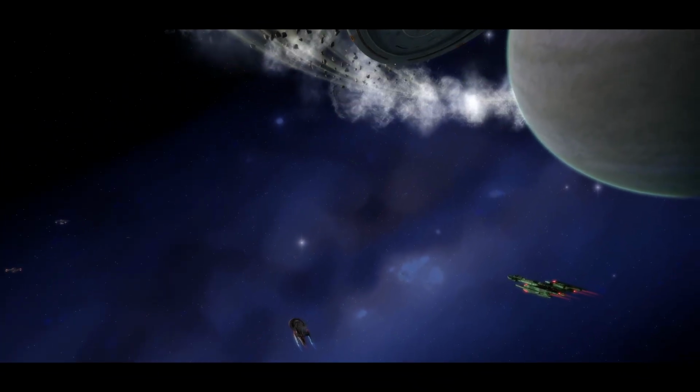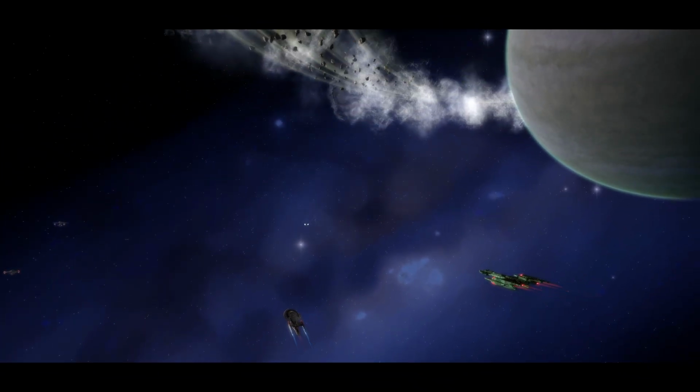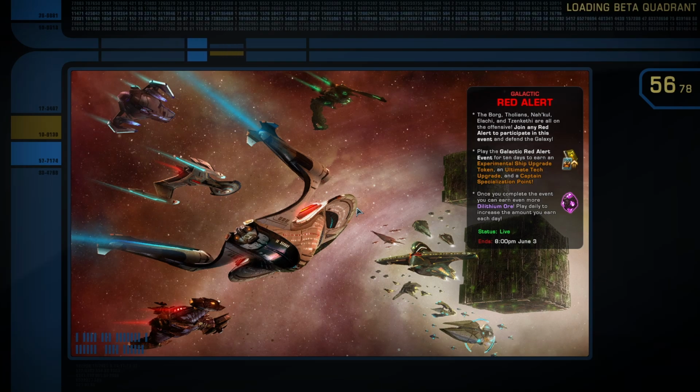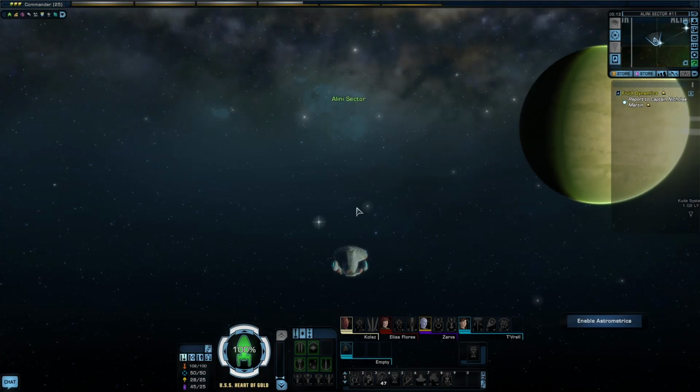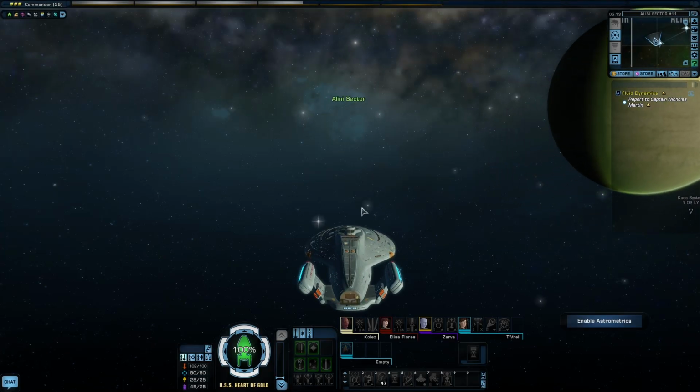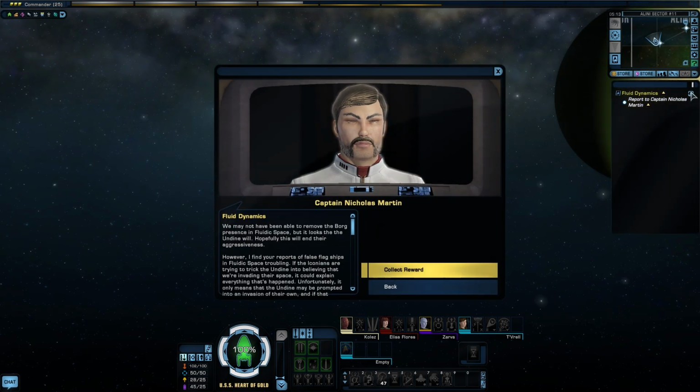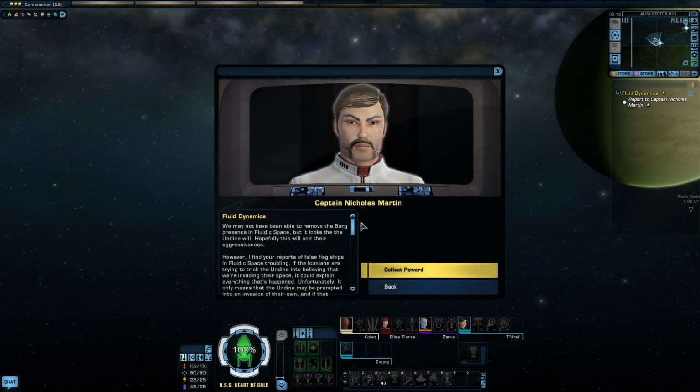Alright, let's get out of here. So, with that, the Borg Advanced Story Arc is officially complete, bar just picking up the reward. We may have not been able to remove the Borg presence in fluidic space, but it looks like the Undine will. Hopefully this will end their aggressiveness.